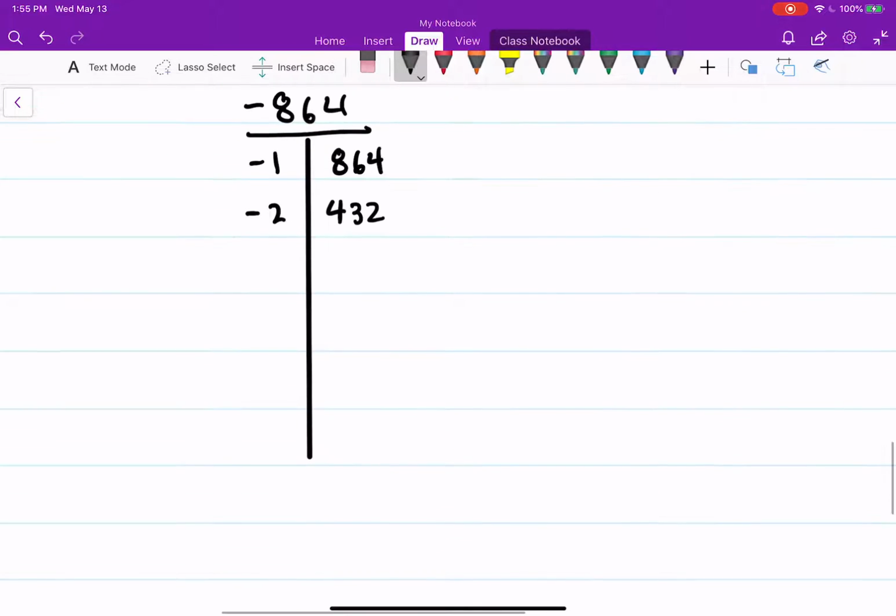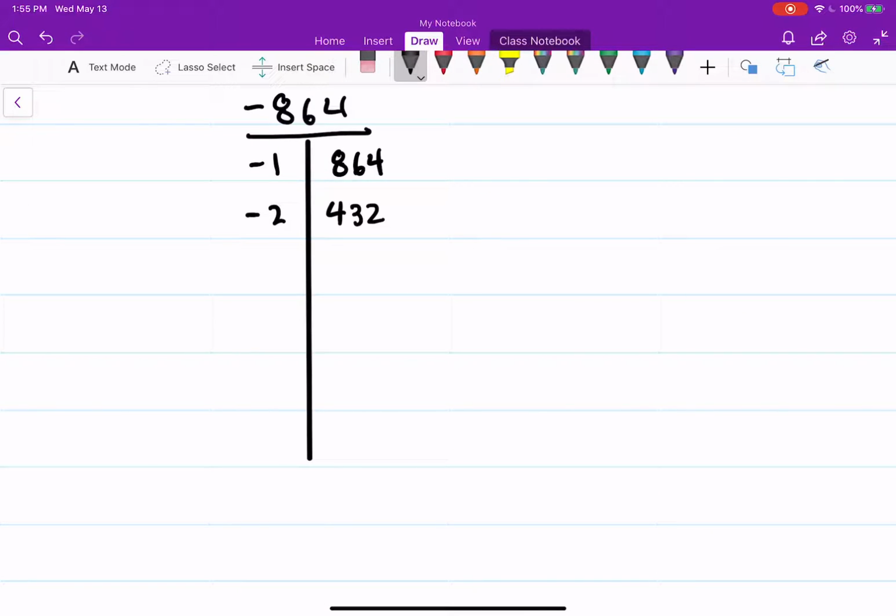432. Whew. Does 3 go into it? I'm going to say no. It does. Negative 3, because it's 18, so yes, it does. And 288. If you notice, the difference here is still a lot. 4 definitely goes into it.